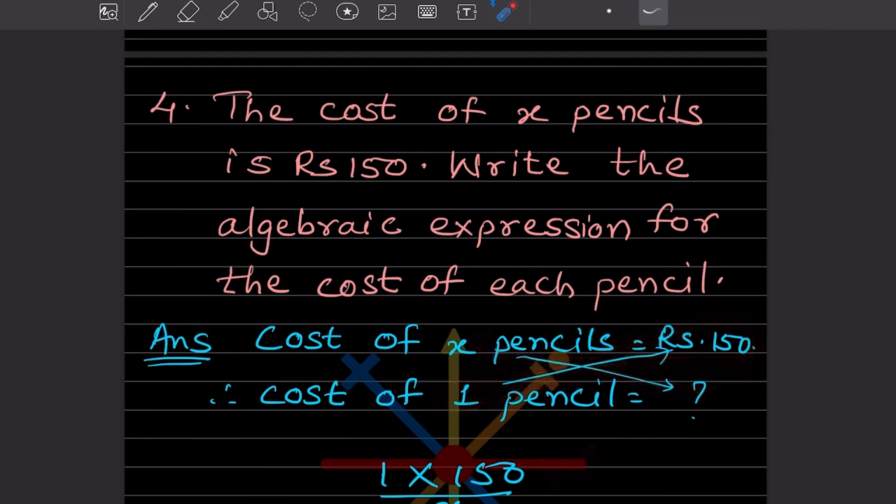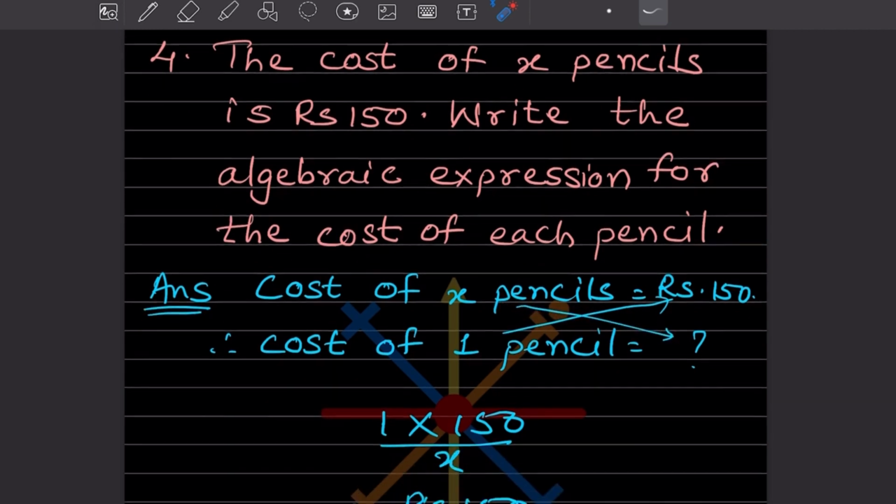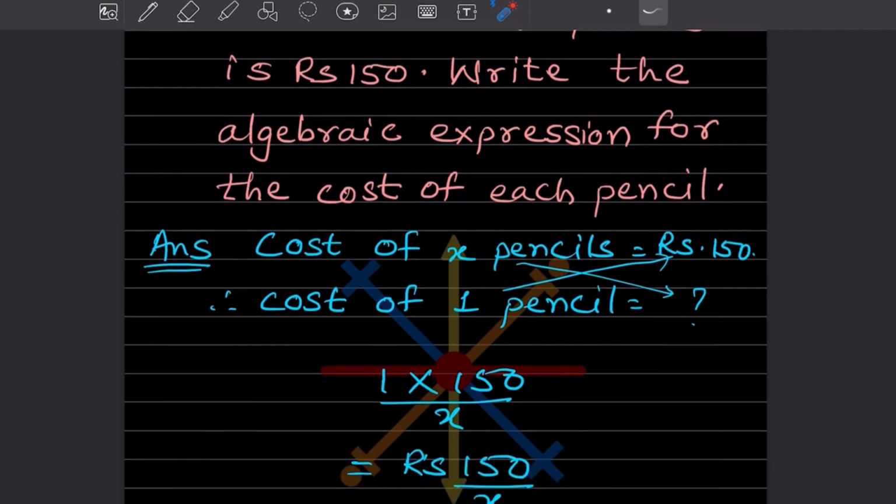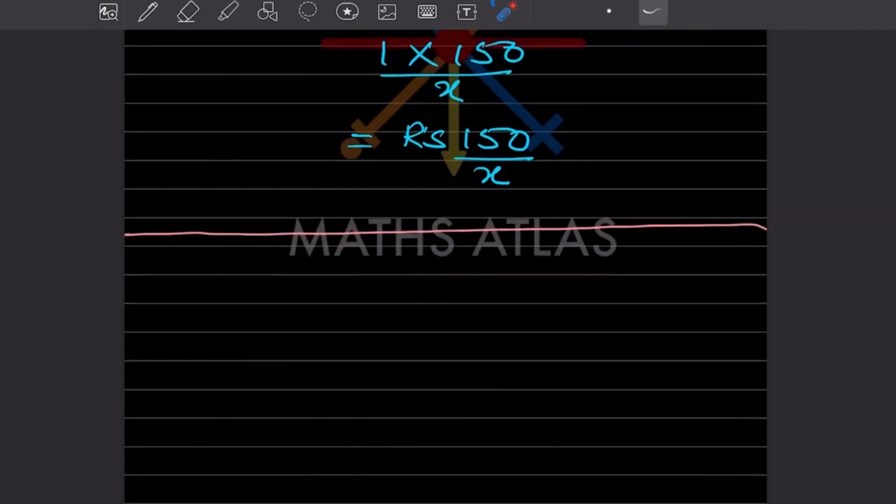The second one says X into this one. Here we are going to take the cost of X pencils, so we don't have to write it, we just put a question mark over here. We'll write X in the denominator, because it is single. Now 1 into 150 is going to be 150 over X, and this is in rupees, so don't forget to write rupees. Hope you got this one.